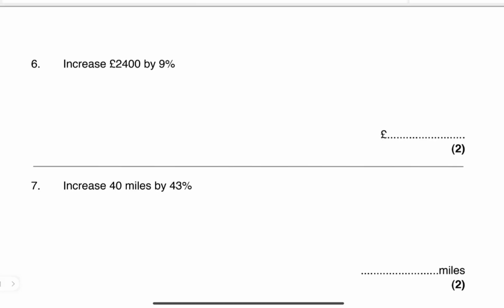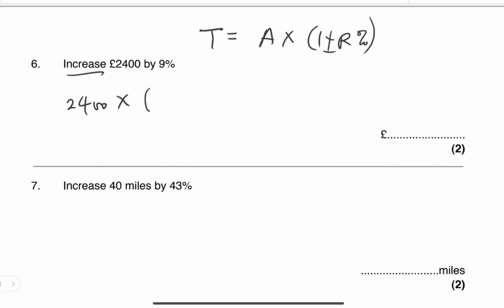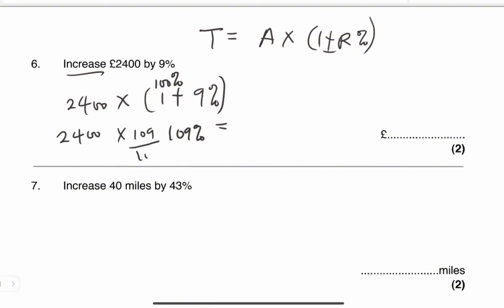Now increase 2,400 by 9%. So according to the formula, the total amount is going to be the amount times 1 plus the rate, plus or minus in percentage. In this case it is an increase, so that means we are going to add. So that will be 2,400 times 1 plus 9%. So 1 plus 9% is the same thing as 1.09, because 1 is the same as 100%, and 100% plus 9% is going to be 109%, which is the same thing as 2400 times 109 over 100.